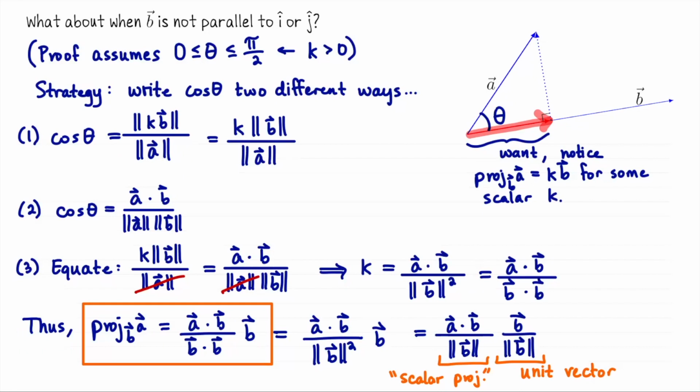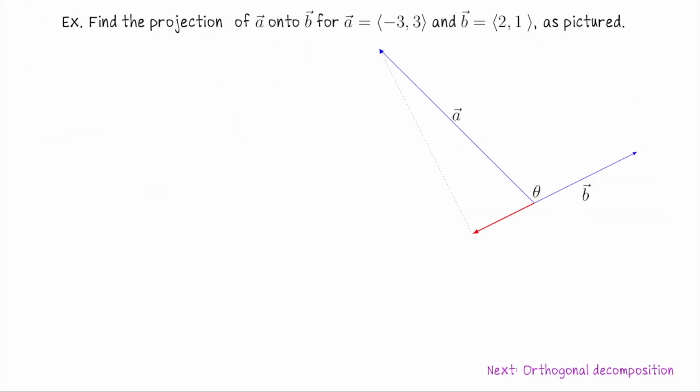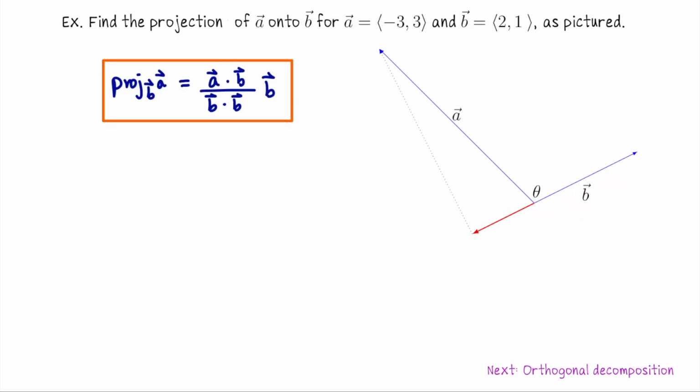Okay, next we'll look at an example. We want to find the projection of a onto b, where a is -3, 3, and b is 2, 1, which is actually pictured to scale here. So this scenario is actually not the case that we proved a second ago where theta was between 0 and pi over 2. Notice here that the angle between a and b is between pi over 2 and pi, but that's okay. It's going to be the same formula. So let me copy the same formula down as before. Okay, so that's the projection of a onto b.